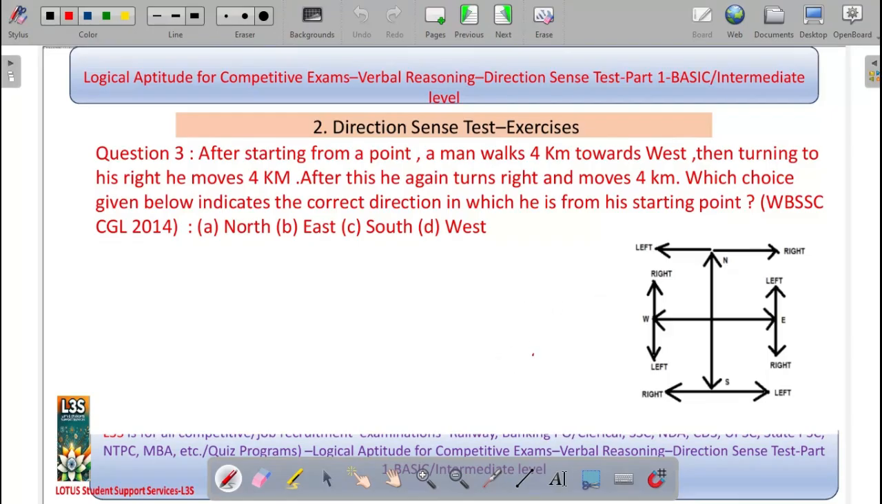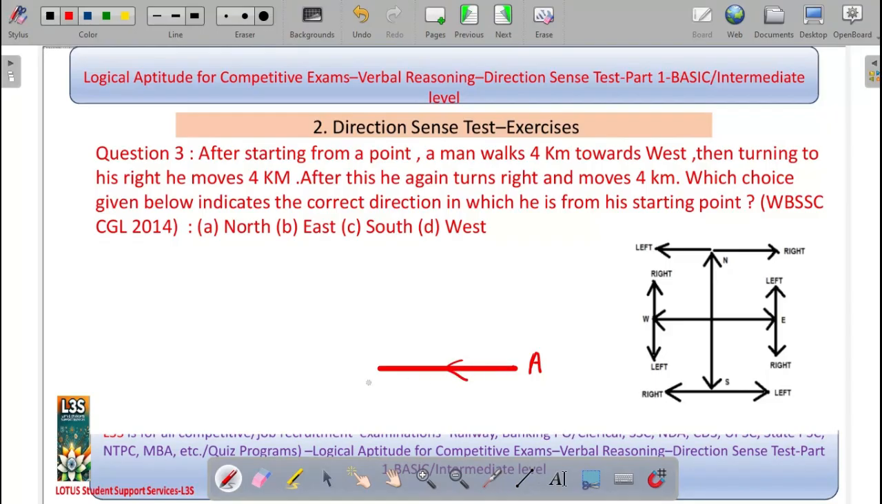So say this is the starting point A. From here he starts. So a man walks 4 km towards west. So west side will be towards left. So 4 km towards west.